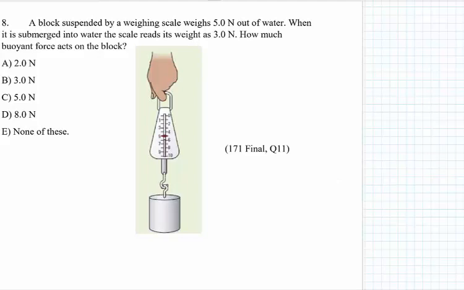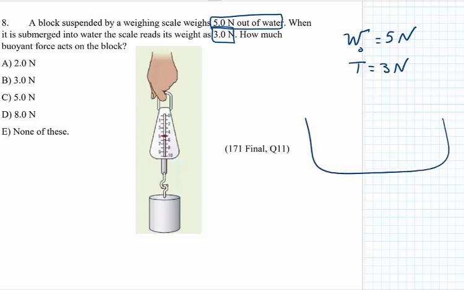A block suspended by a weighing scale weighs 5 Newton out of water. So this is the weight of the object, W naught, 5 Newton outside the water. When it is submerged into water, the scale reads its weight as 3 Newton. So the reading of the scale, which is the tension here, is 3 Newton. How much buoyant force acts on the block?